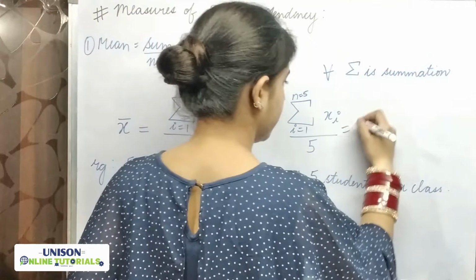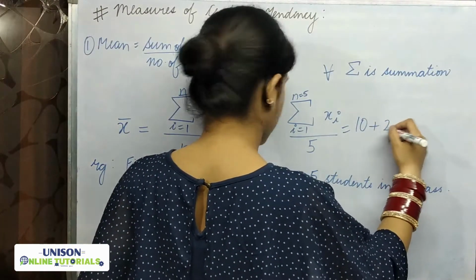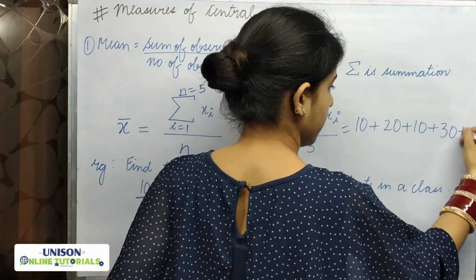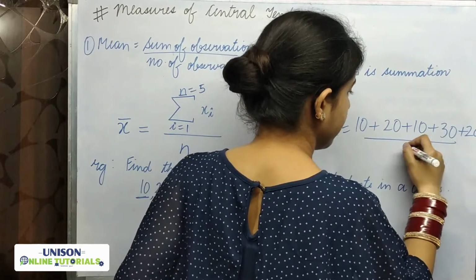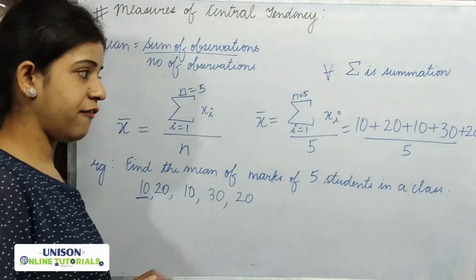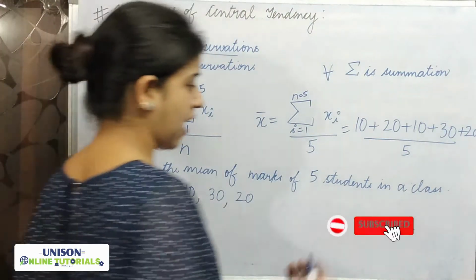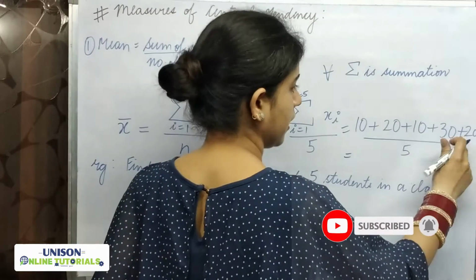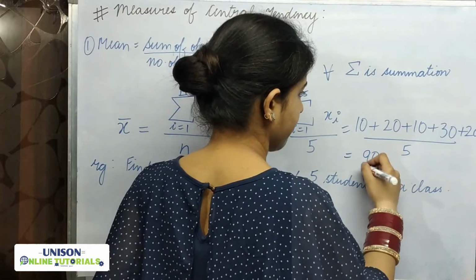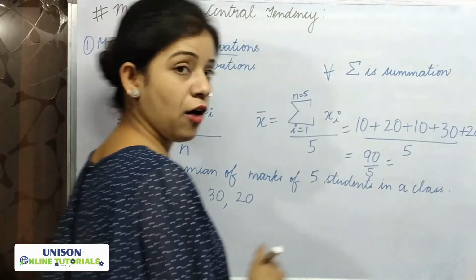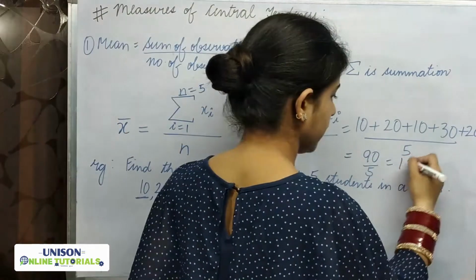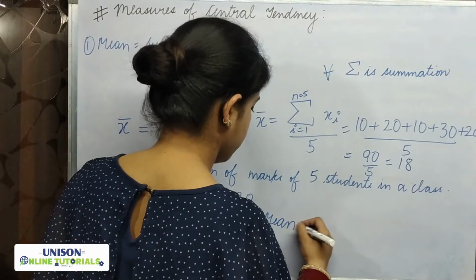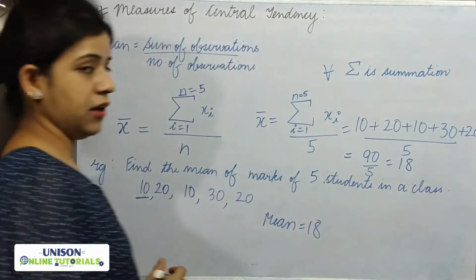So we have to add 10 plus 20 plus 10 plus 30 plus 20 and divide it by 5, because we are having 5 observations. So add these and get the result. 1, 2, 3, 4, 5, 6, 7, 8, 9. So 90 by 5. Now we have to divide 90 by 5. So what do we get? 18. So in this case, mean is 18.